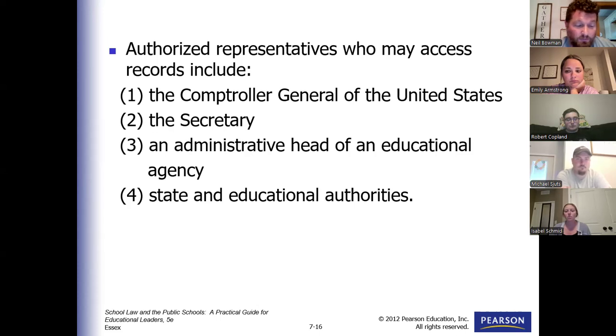The Secretary, which is referring to the Secretary of Education, and the administrative head of an educational agency. This would be a leader within the state or federal education department. And then finally, a broader category of state and educational authorities. These are relevant state education officials who are responsible for oversight and enforcement.